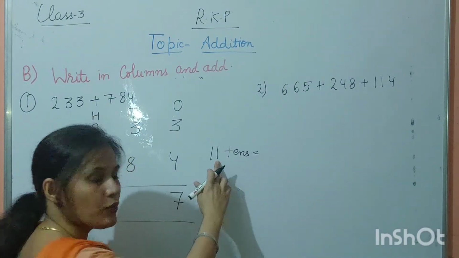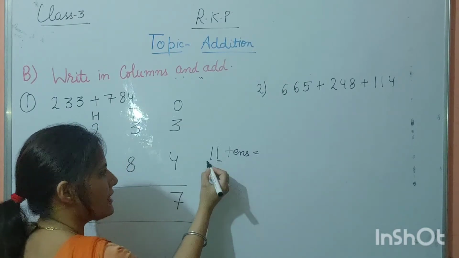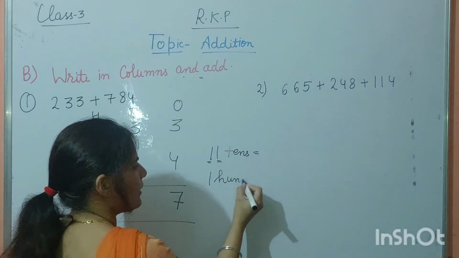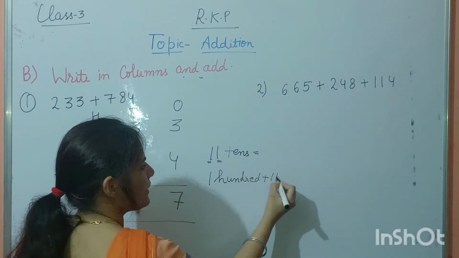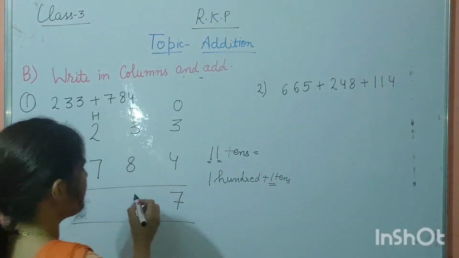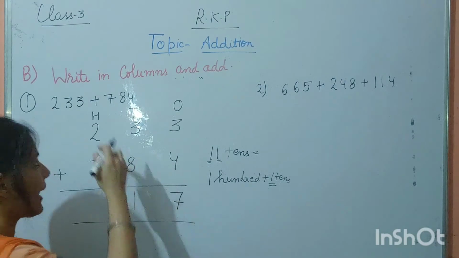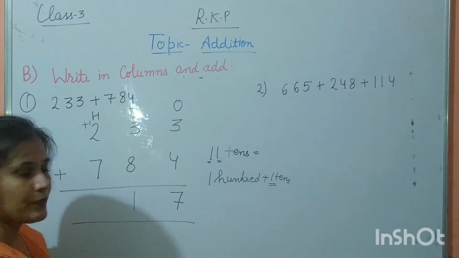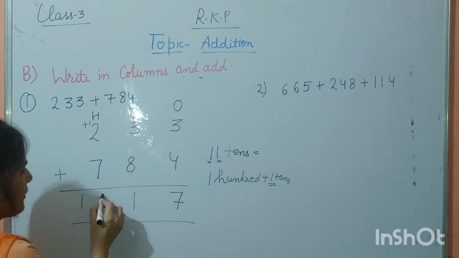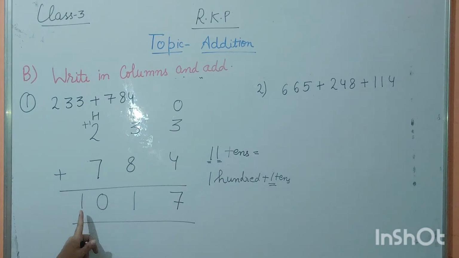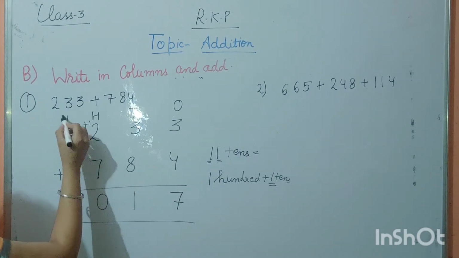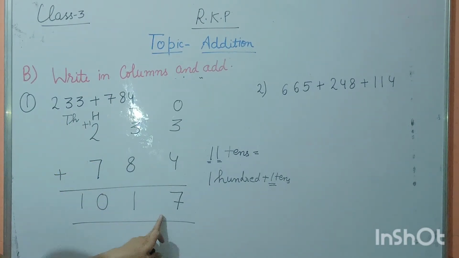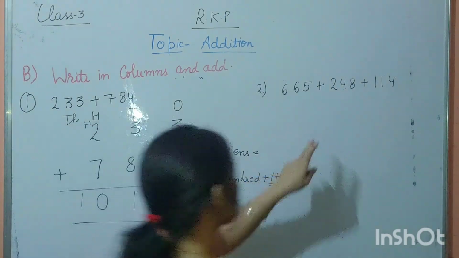Now regroup it. When you regroup it, the first digit will be the tens and the second digit will become the next place. That is 1 hundred plus 1 ten. This ten will come in the tens place and this hundred will become the carry over in the hundreds place. 2 plus 1 is 3 and 3 plus 7 is 10. Okay. So read it. 1017. You can write one here, that is the thousands place. 1017.